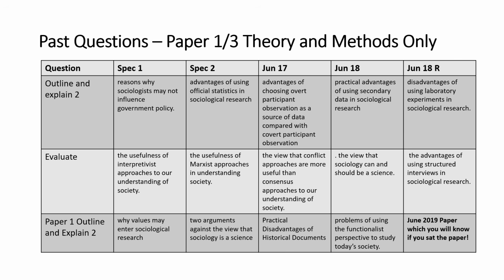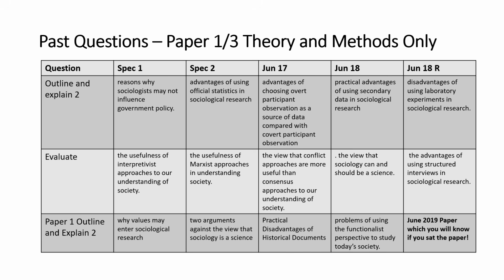Outline and explain two arguments against the view that sociology is a science. So this could be the interpretivist argument, that sociology cannot be scientific because human behaviour cannot be measured in the same way as we would measure natural elements. That was on paper 1.